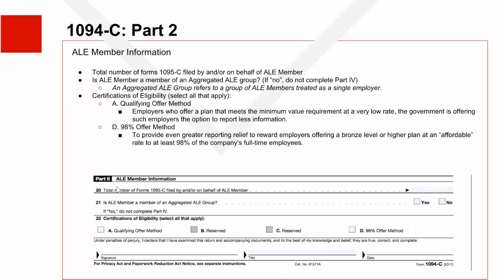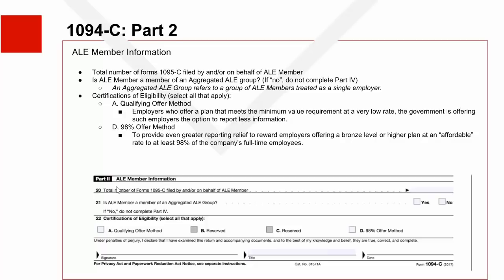So going on into part two, part two's questions are a little bit more involved. You'll see line 20 is asking for the total number of forms being transmitted on behalf of this ALE. On the previous line, you told the IRS how many forms you were sending with this one transmission, but line 20 is asking, how many forms are you planning on filing total? So the IRS has an idea of what to expect.